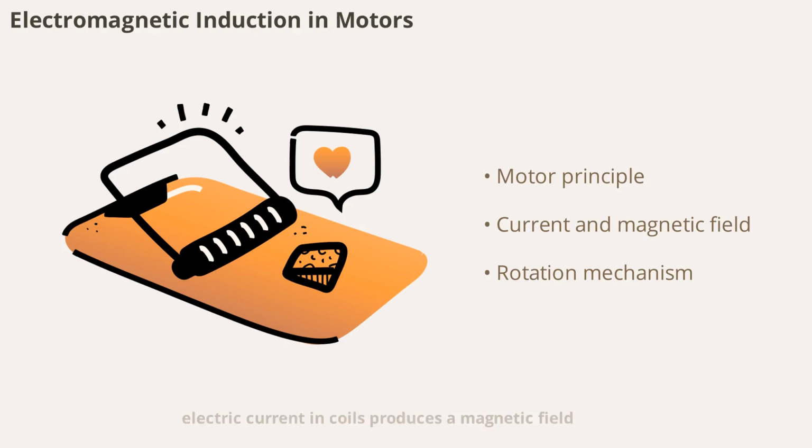In a motor, electric current in coils produces a magnetic field that interacts with a permanent magnet or another coil, causing rotation. This process is the reverse of what happens in generators, highlighting the deep connection between electricity and magnetism.